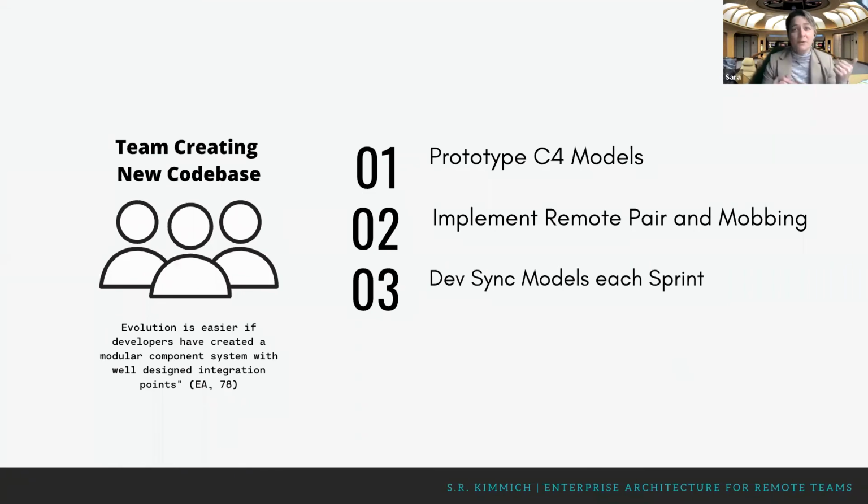Number 2, implement remote and pair mobbing. Just do that now. I literally set aside an hour and a half block, 4 days of my development week to do pair programming so that all of my team members stay technically in front of what we're trying to deliver. And then have a dev sync model each time. Choose that specific time where both documentation and code have to be refactored and delivered.